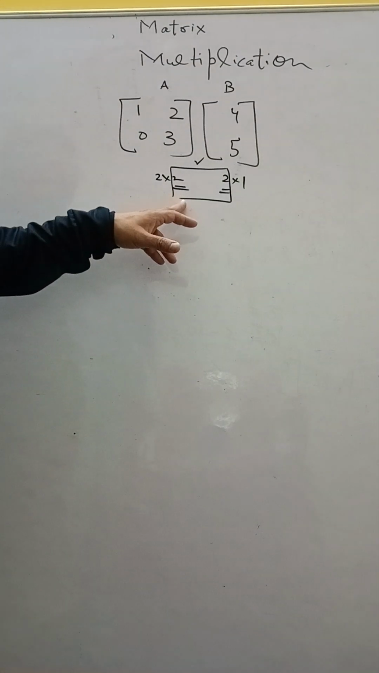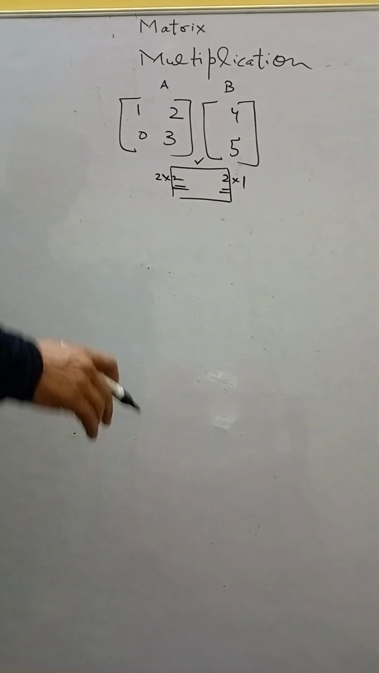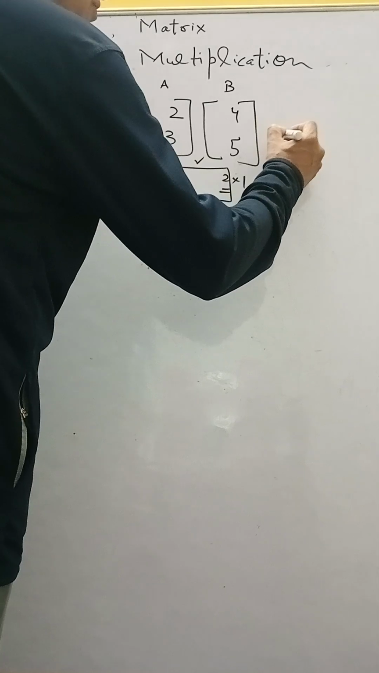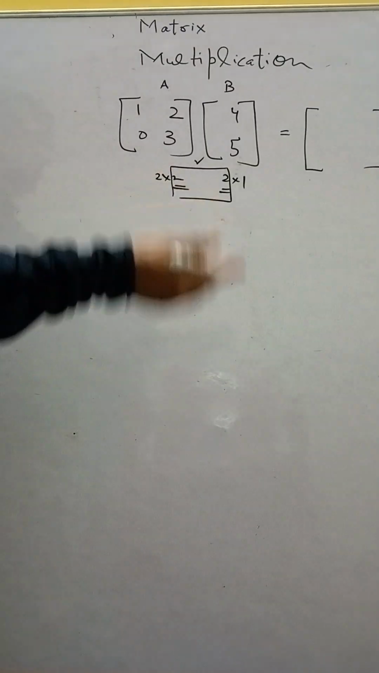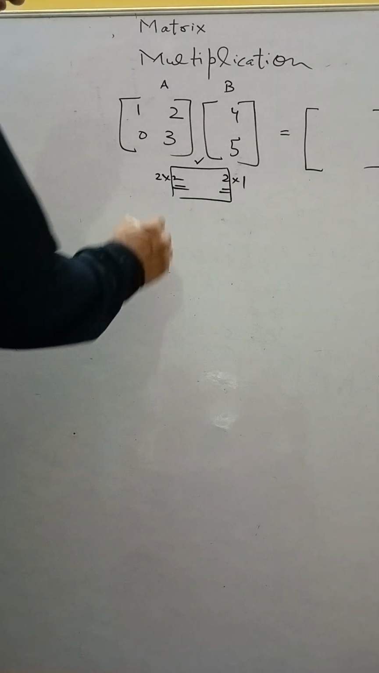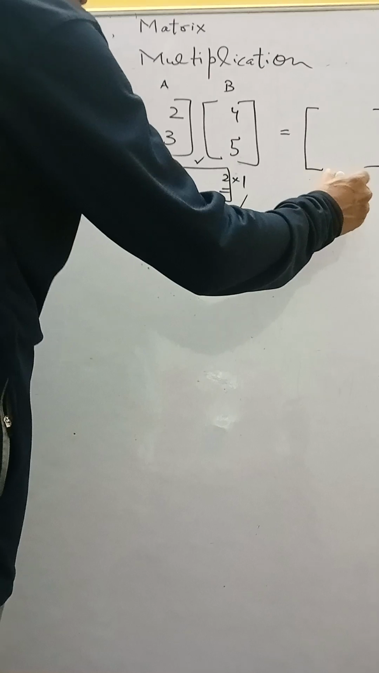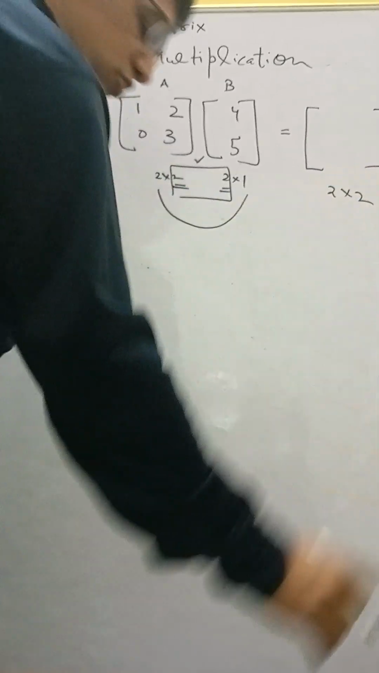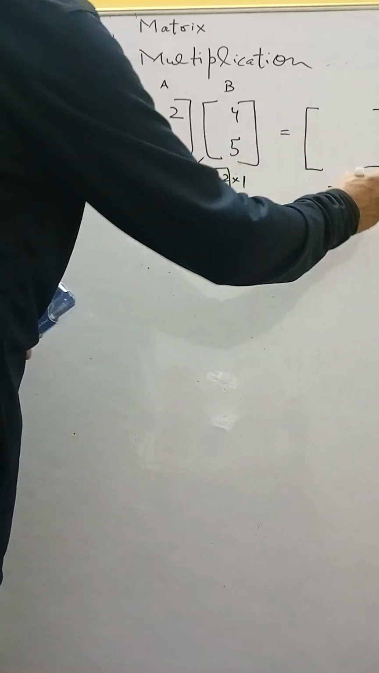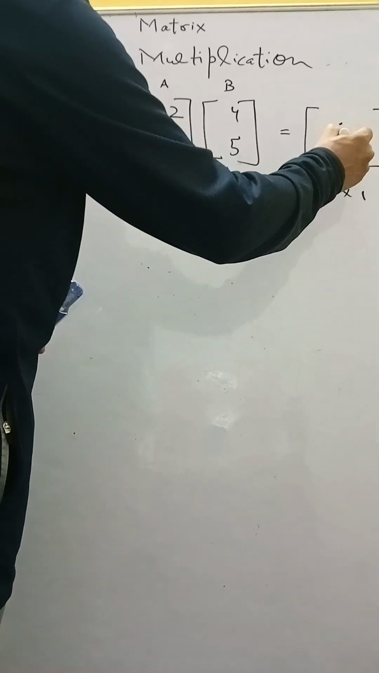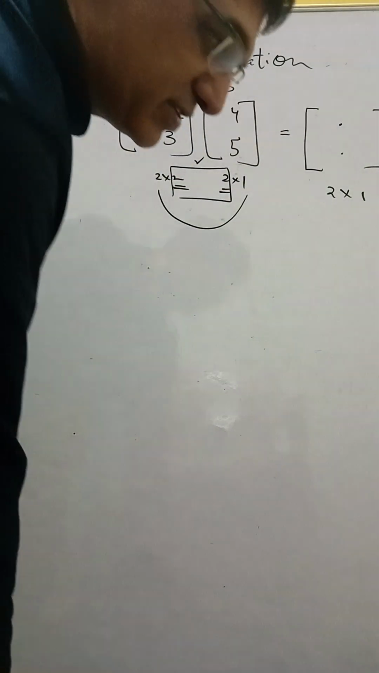If the column of the first matrix equals the row of the second matrix, matrix multiplication is possible. Now if it is possible, what will the product matrix look like? What will be the order of the product matrix? It will be the row of the first and the column of the second, 2 by 1. That means 2 rows and 1 column. This is the structure, 2 rows, 1 column. You have to fill these two places.